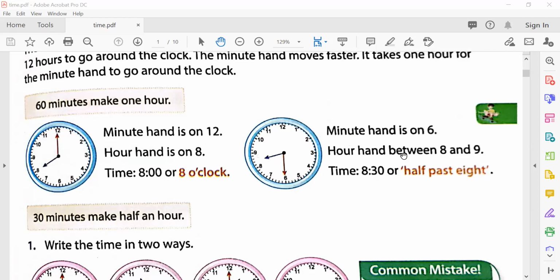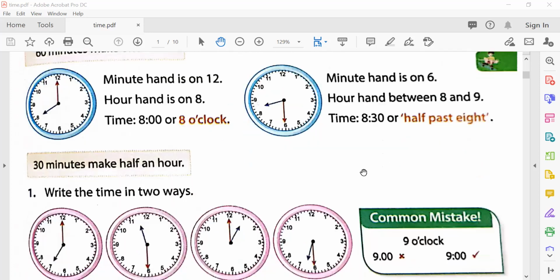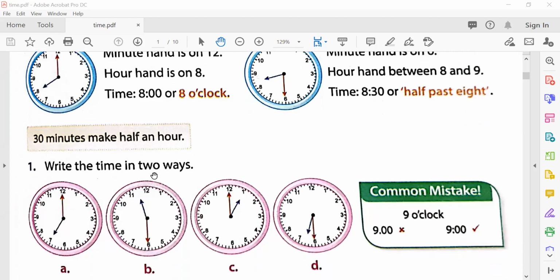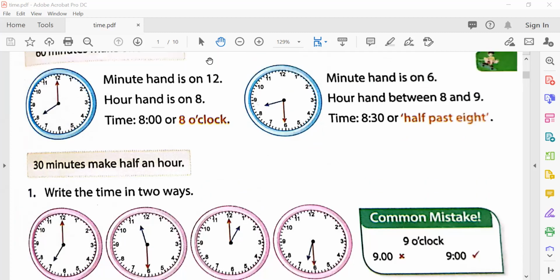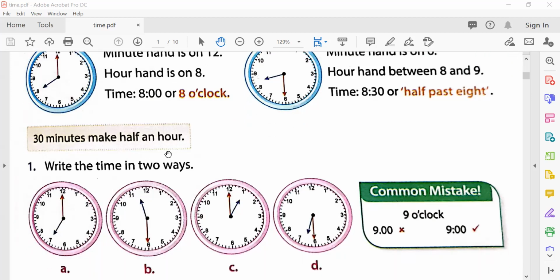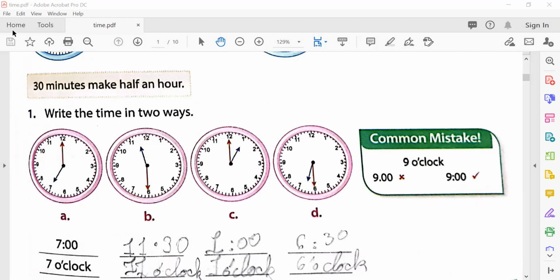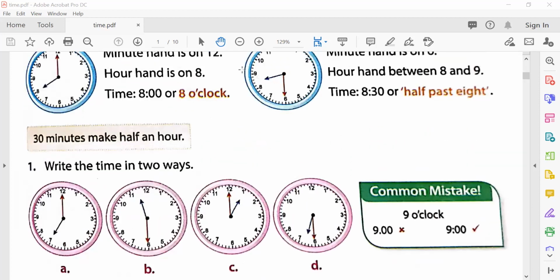So I'm checking your concentration, whether you're understanding or not. Will you say 8 past 30 or half past 8? Half past 8. Yes. 30 minutes make half an hour. So in half an hour, how many minutes are there? 30 minutes. Yes. Because if we divide 1 hour in half, it will obviously be 30.